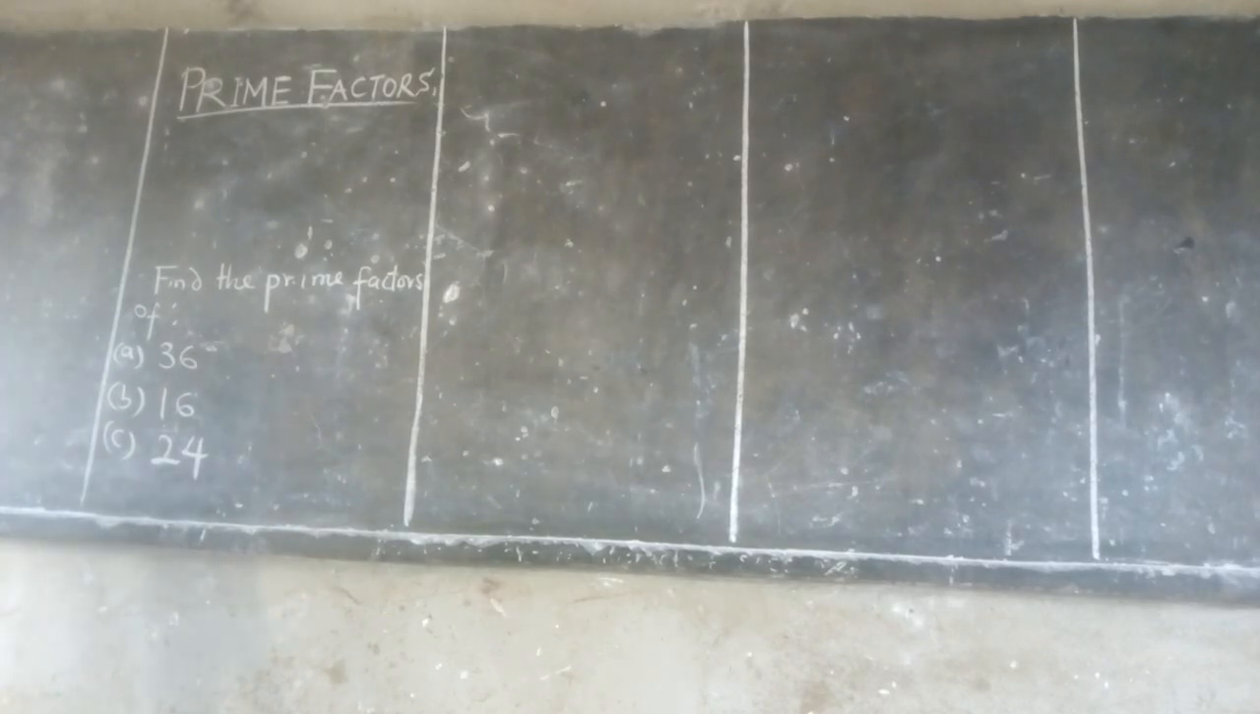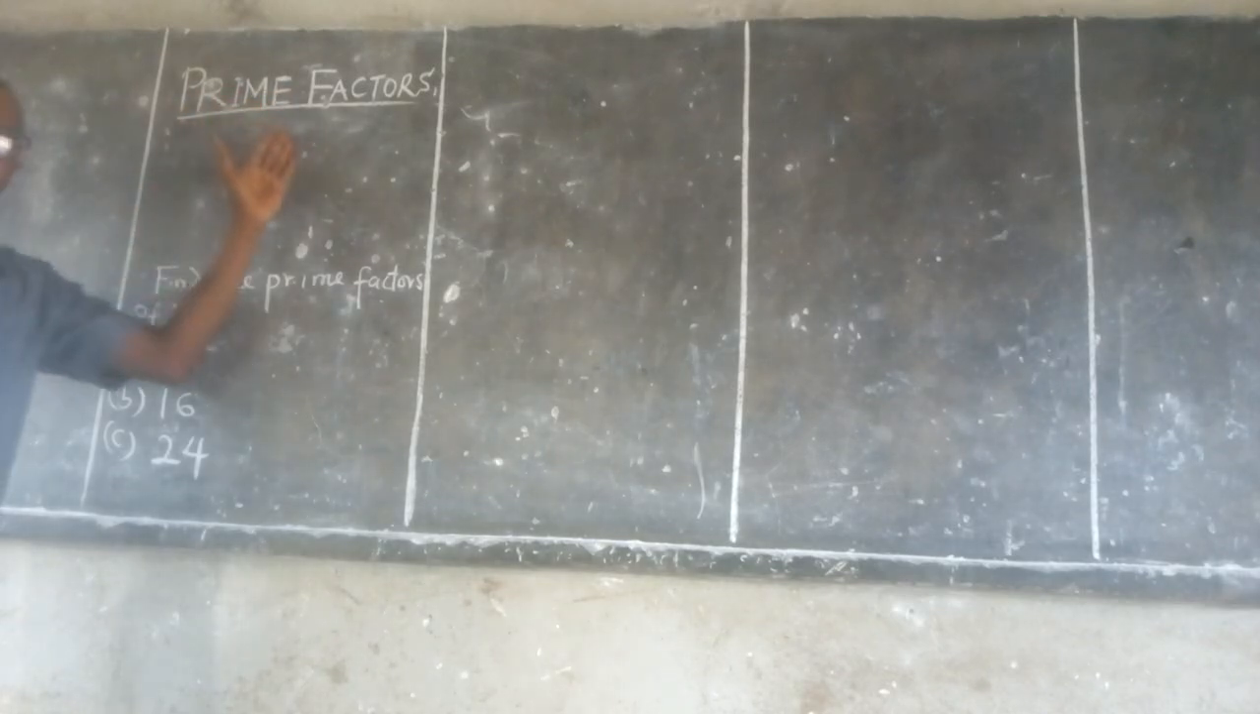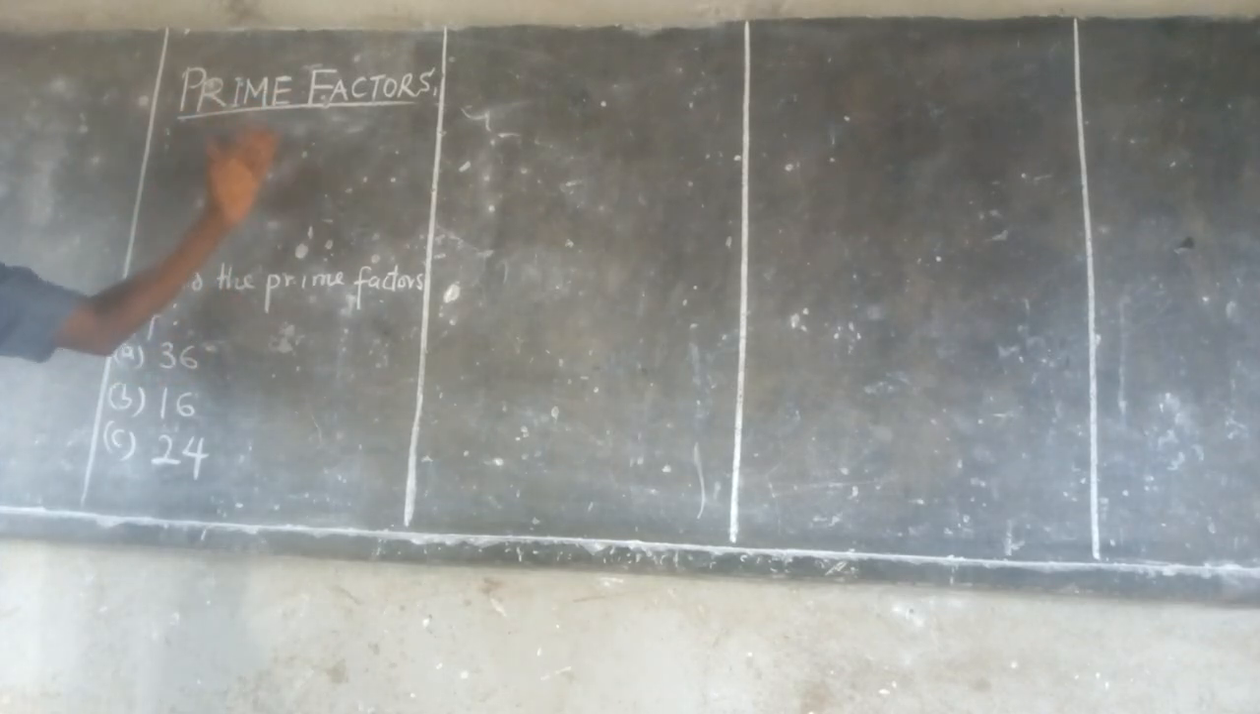We want to look at prime factors. Let's look at the meaning of prime numbers first. Prime numbers are numbers that are only divisible by 1 and itself.